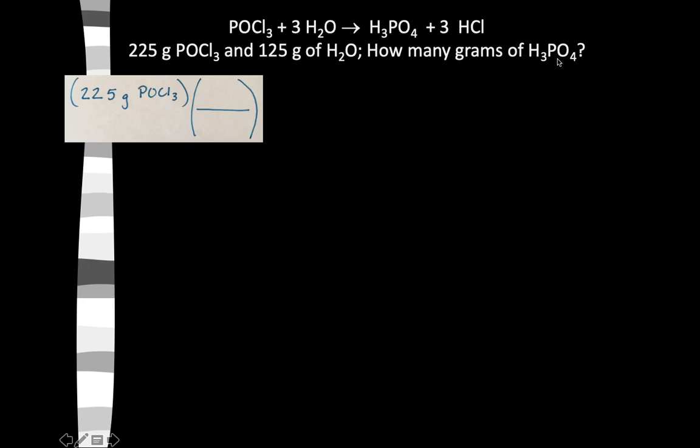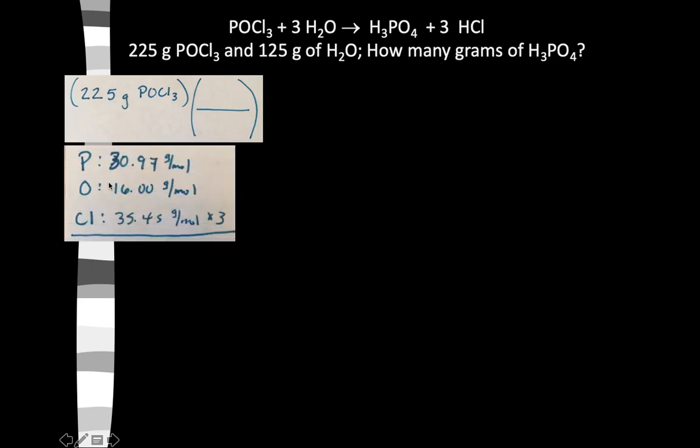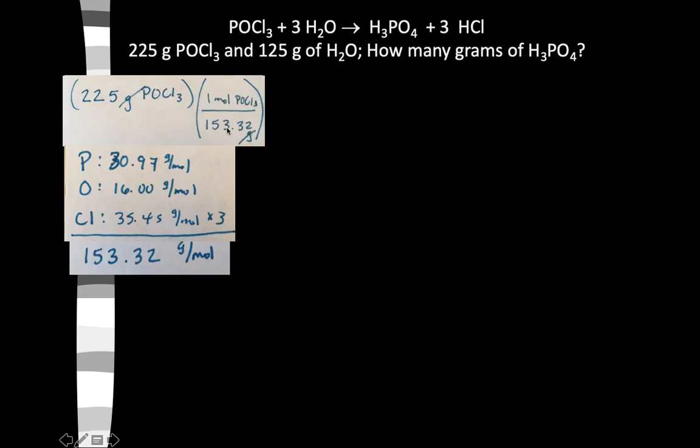This is how I know it's a stoic problem. Every stoic problem has the switchover step because I'm switching from POCl3 to H3PO4, which I can only do if I'm in moles. So my first step is to get from grams of POCl3 to moles of POCl3. So phosphorus is 30.97, oxygen is 16, chlorine is 35.45, and I have 3 of those. Add all that up. This is your review of molar mass of compounds, 153.32 grams per mole. Review of DA. I'm starting with grams on top, so I need grams on the bottom here, equal to 1 mole. Grams will cancel. Now I'm at moles of POCl3, so now I can do my switchover step.